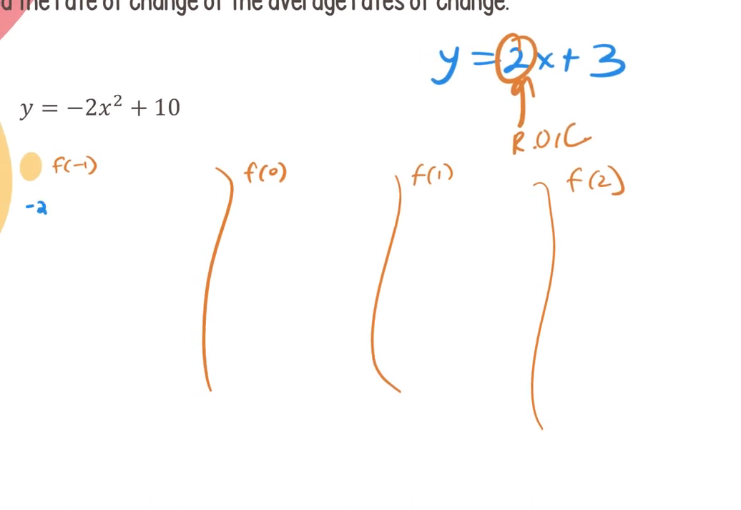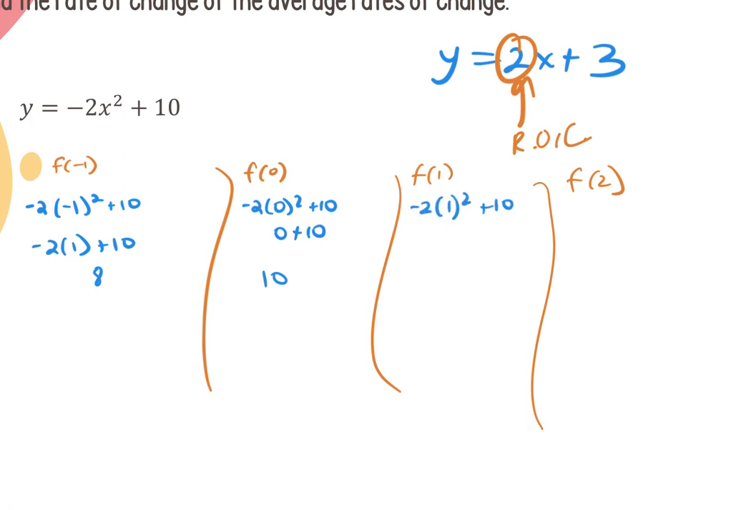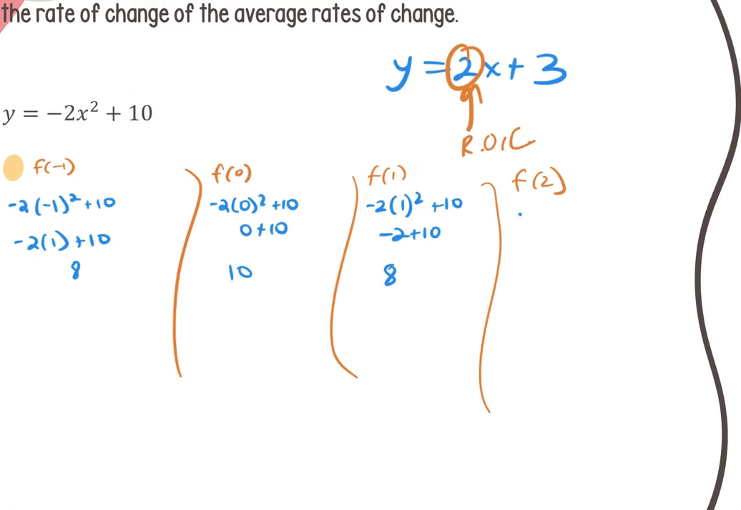So -2 times -1 squared plus 10, -2 times 1 plus 10 is 8. f of 0, negative 2 times 0 squared plus 10, 0 plus 10, which is 10. f of 1, negative 2 times 1 squared plus 10, negative 2 plus 10, which is 8 again. f of 2, negative 2 times 2 squared plus 10, negative 2 times 4 plus 10, negative 8 plus 10, which is 2.